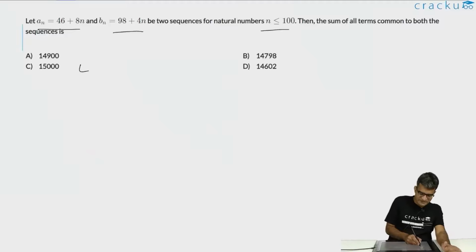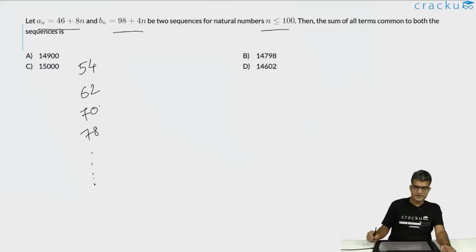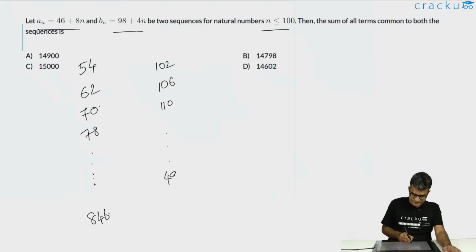You have 46 first, 46 plus 8, which is equal to 54. So the first term is 54, next term is 62, then you have 70, then you have 78 and so on. And the last term will be when n is equal to 100, and it will be 846. In Bn, the first term will be 102, next term is 106, next is 110 and so on. And the last term will be 98 plus 400, which is 498.